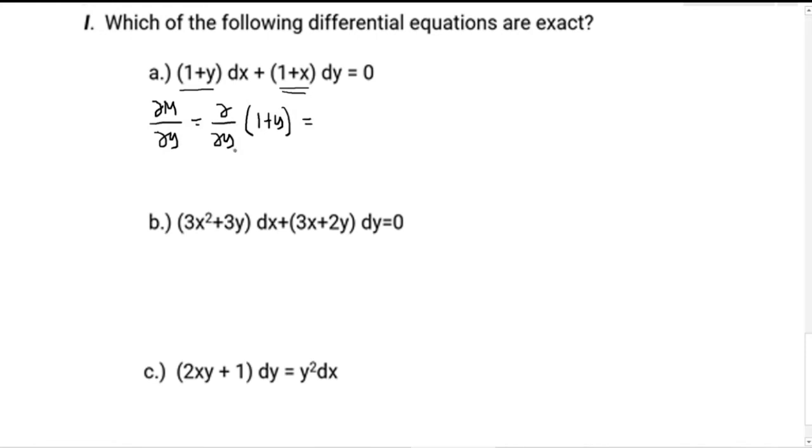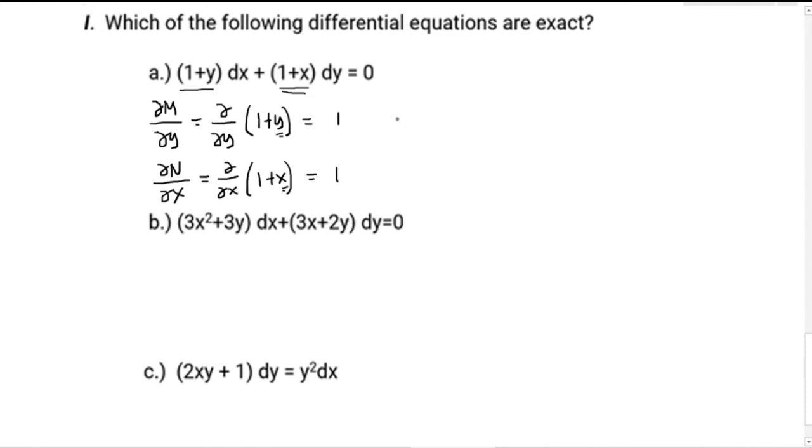Since the partial differentiation is with respect to y, y here is the variable, and the derivative for y is 1, and the derivative for the constant 1 is 0. Therefore, the partial derivative of m with respect to y is 1. For our n, that is the partial derivative of n with respect to x. So the partial derivative of our n, which is 1 plus x, with respect to x, therefore x is the variable, and the derivative for x is also 1.